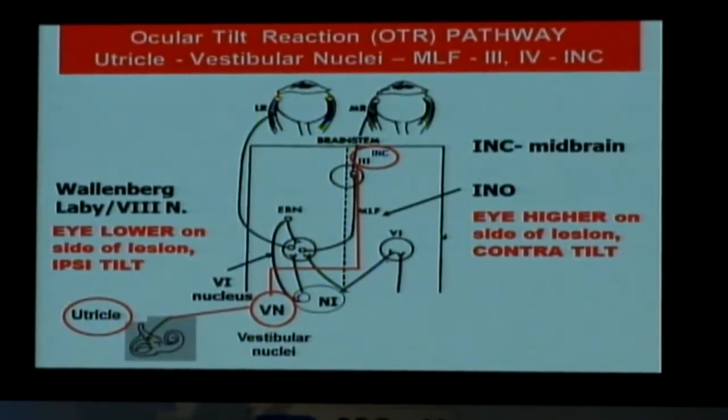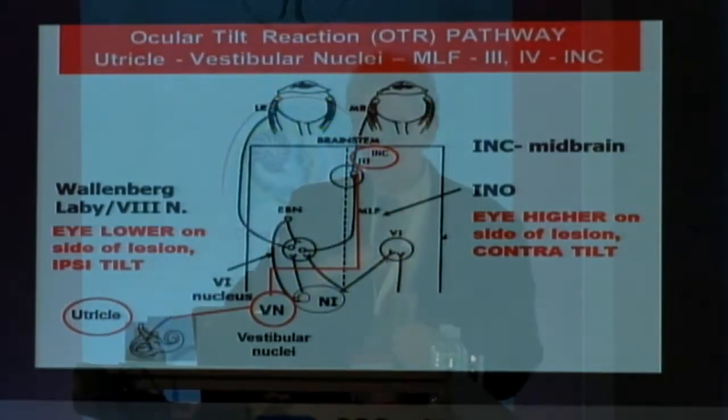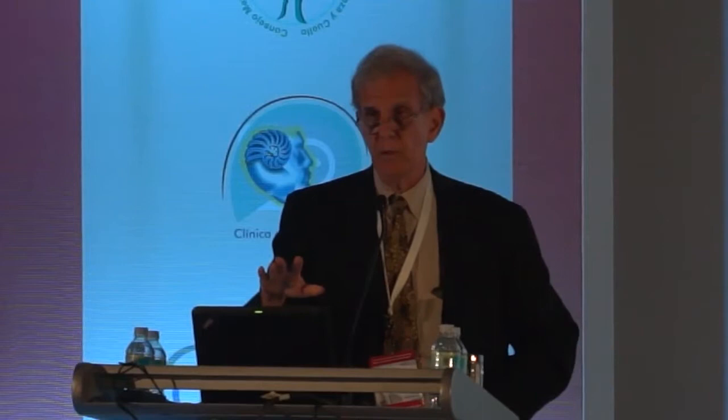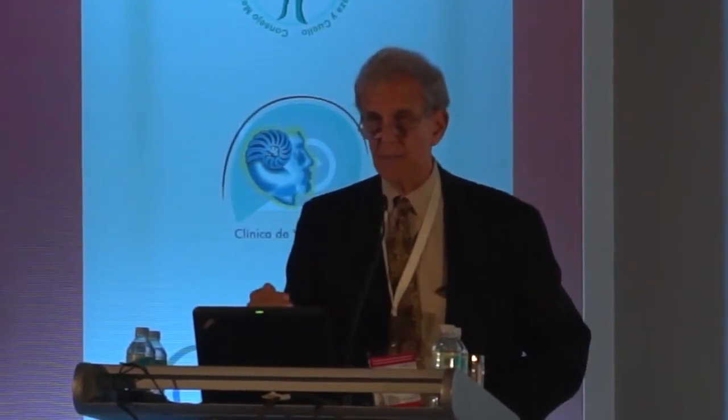So, vestibular nerve, vestibular nuclei, low. MLF, midbrain, high. And that's just the utricular ocular pathway, exactly comparable to a canal ocular pathway imbalance, only it's spontaneous nystagmus with a canal problem, and it's a disorder of eye alignment and counter-roll with an otolith problem.